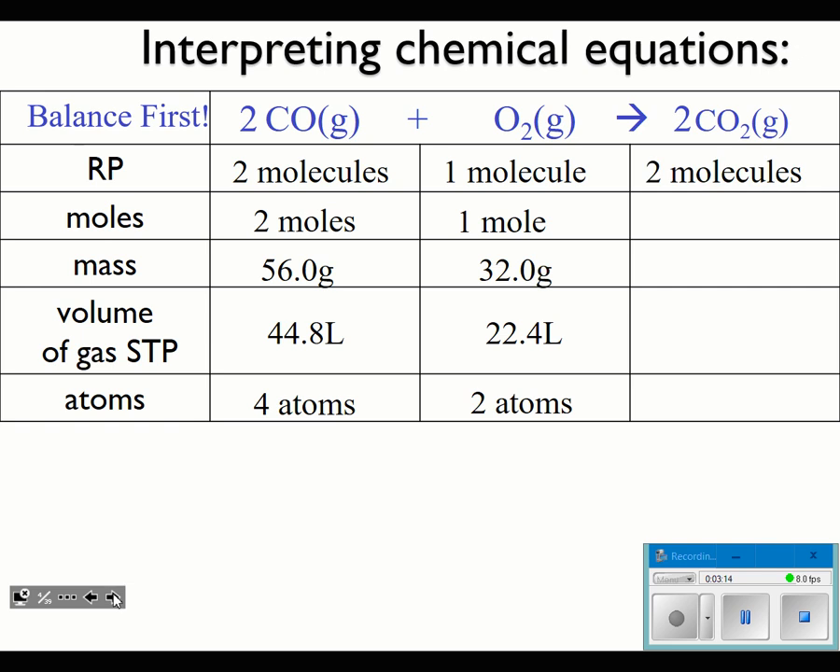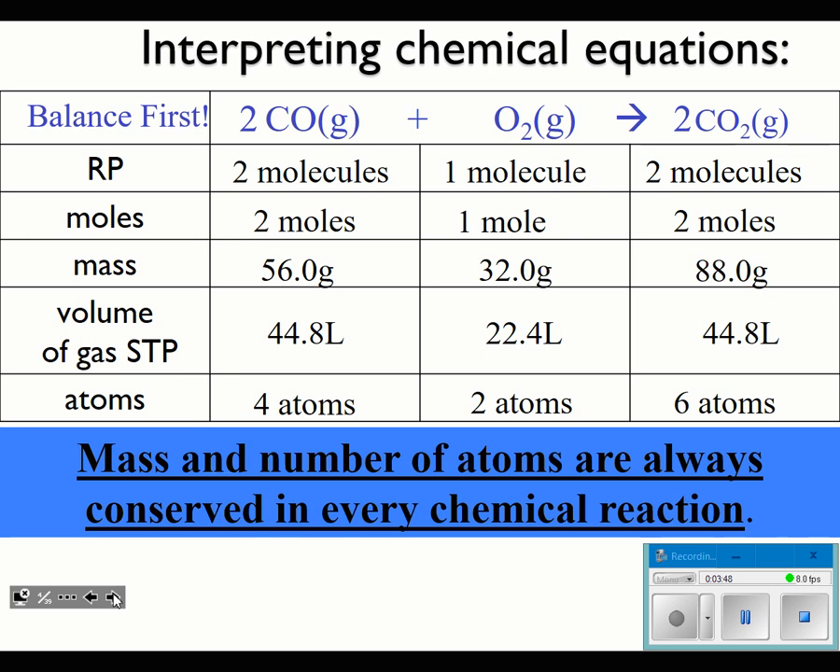Then for this one, we have 2 molecules because the coefficient in front of it is a 2. We have 2 moles because, again, the coefficient in front of it is a 2. Then the mass, we would look up carbon, look up oxygen times 2, and then multiply all of it times 2. So that gives 88 grams, which means it's 44 grams just by itself. That's its GFM. And then we would have our 22.4 multiplied by 2 to get our 44.8 liters. And then we would have 6 atoms because there's 3 atoms in carbon dioxide times 2 is 6.